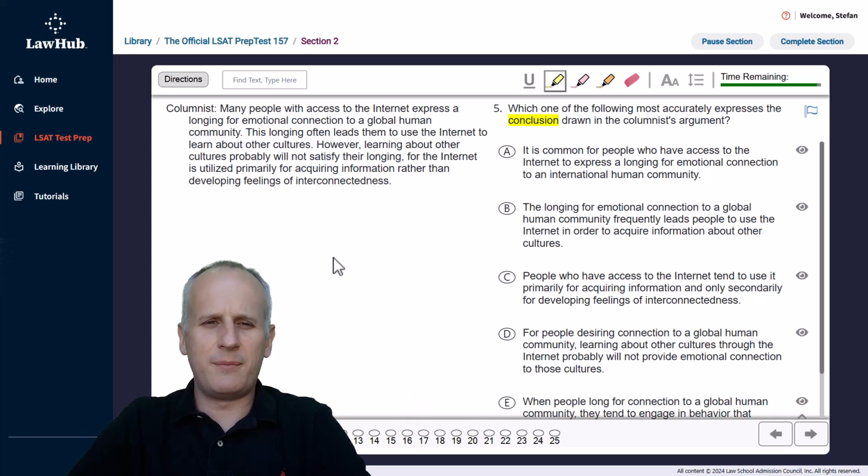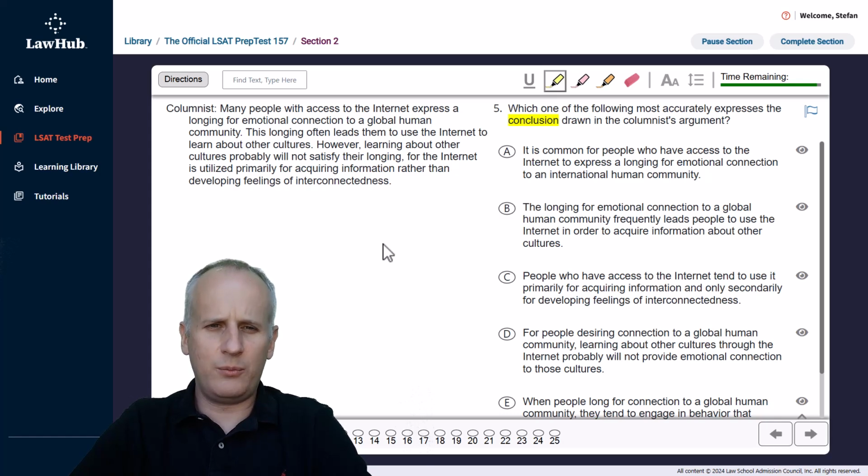So, reading from the top of the columnist, many people with access to the internet express a longing for emotional connection to a global human community. Well, this is just a statement of fact. It's saying that they do express. That is not going to be a conclusion.